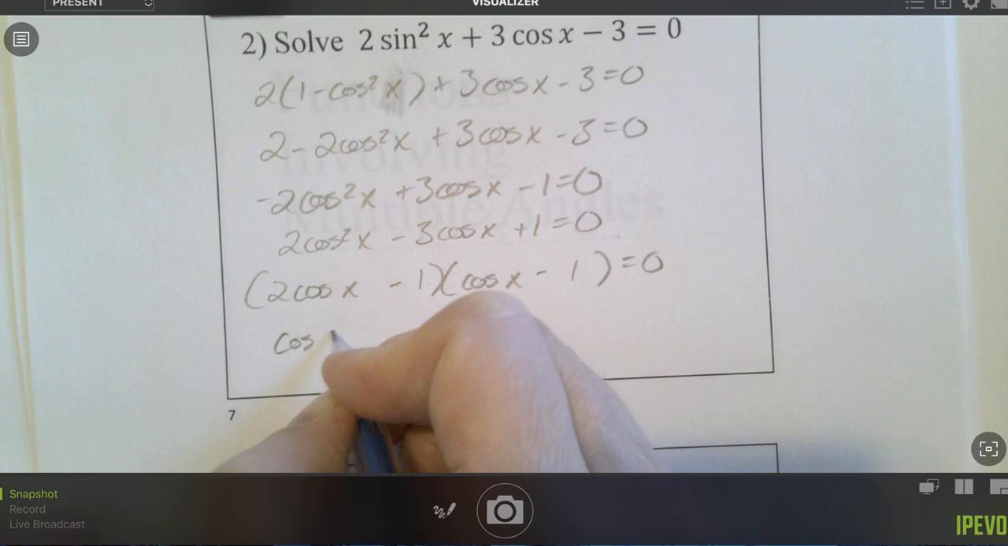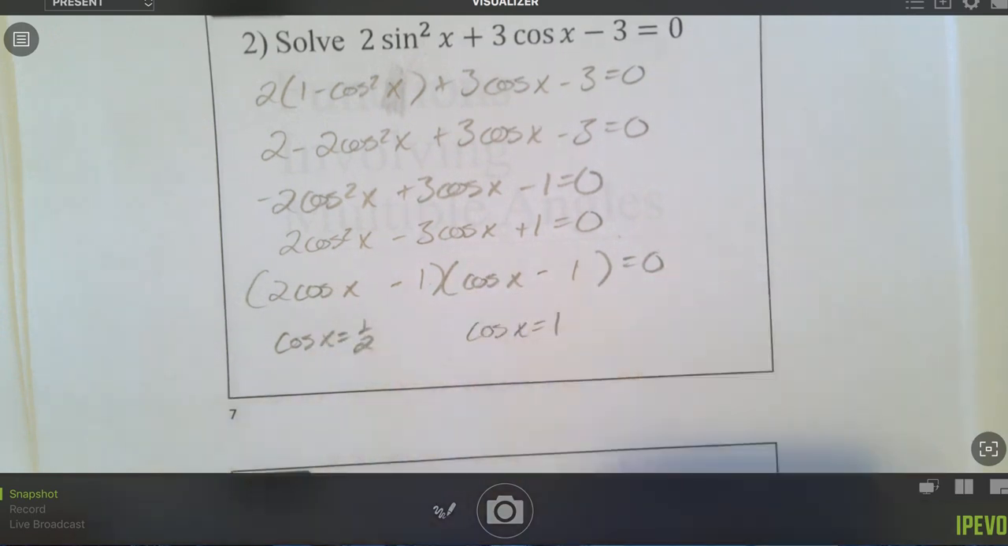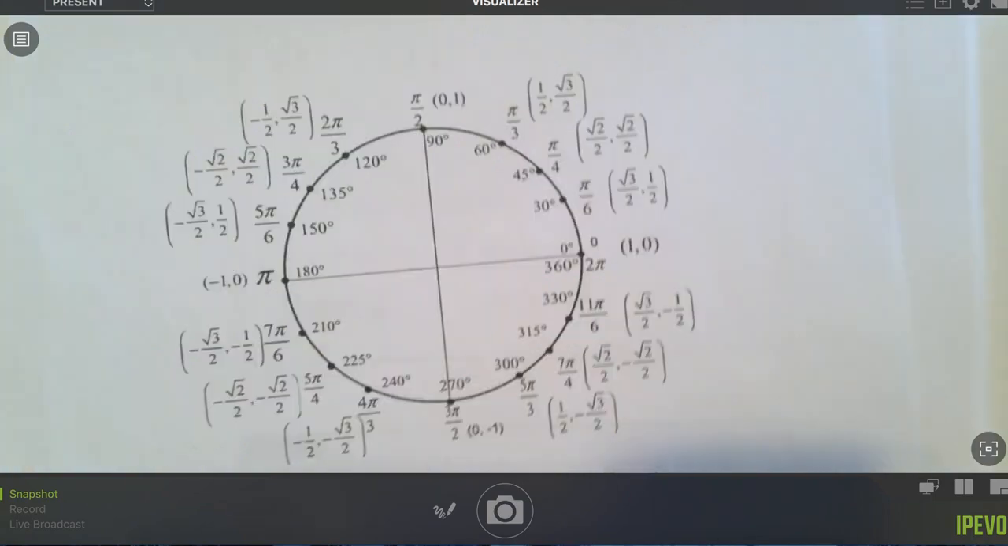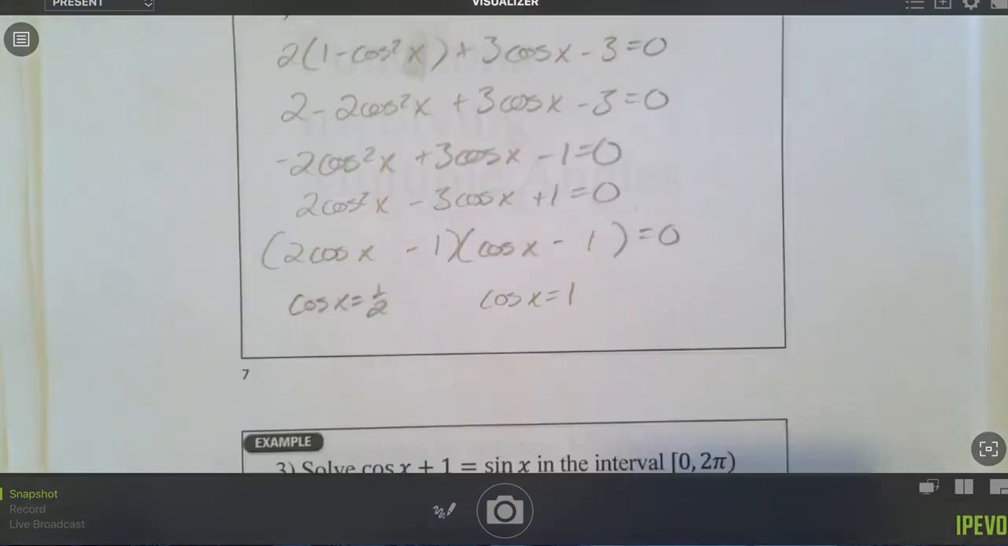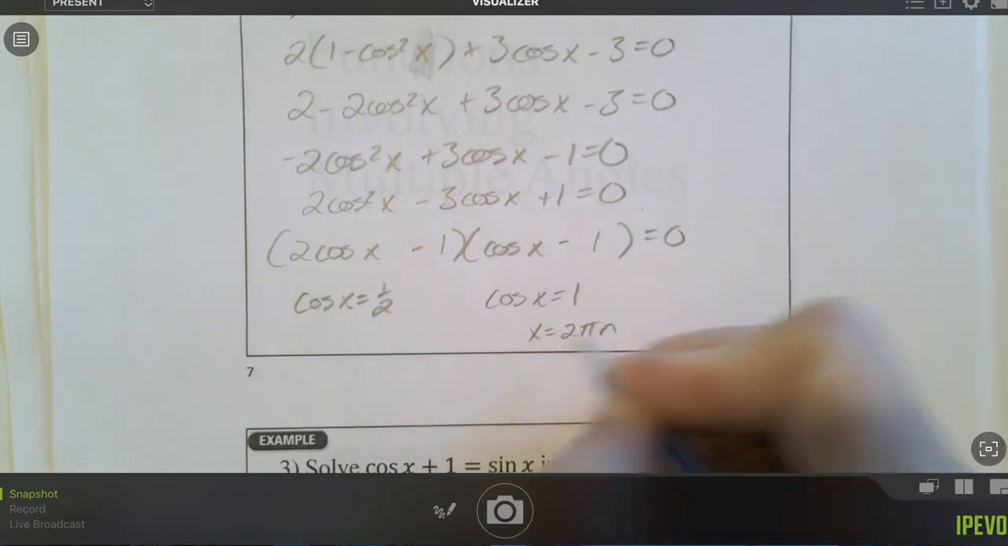And I'm going to skip some steps here. Cosine x equals a half, then cosine x equals 1. So now we go to the unit circle. This one's easier, where cosine x equals 1. So that happens right here at 0 or 2 pi, and then every multiple of that. So we can just say that x equals 0 plus 2 pi n, or just 2 pi n.